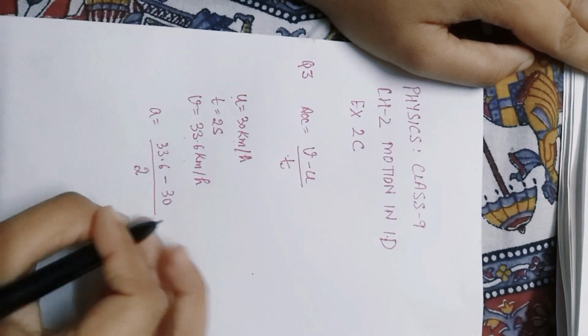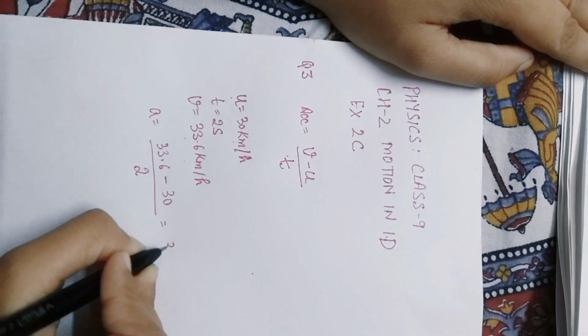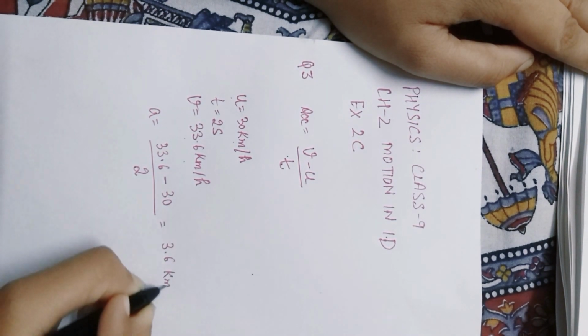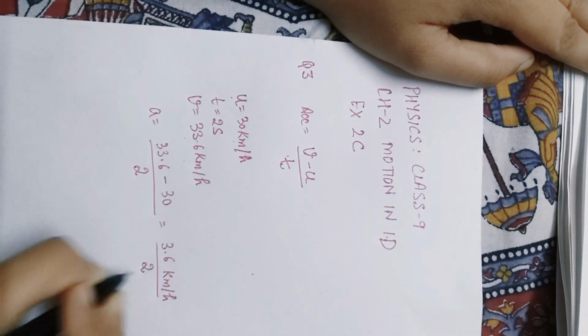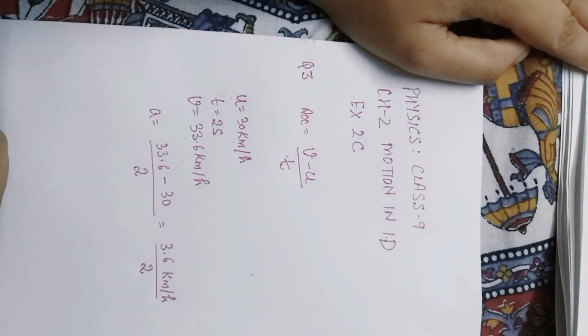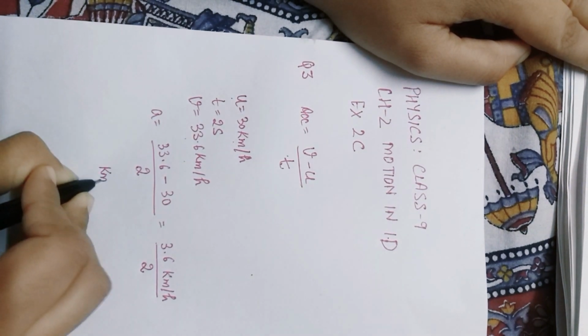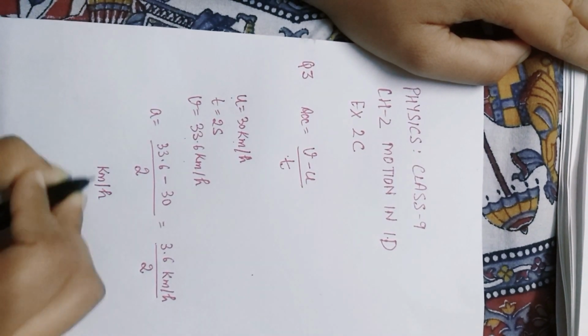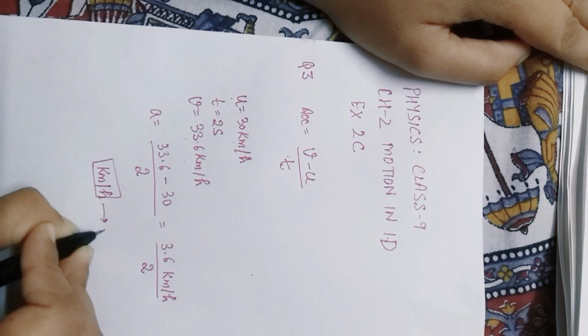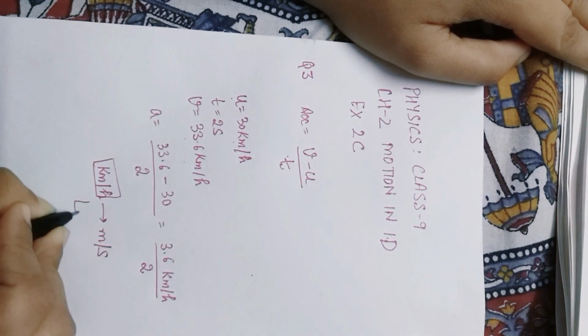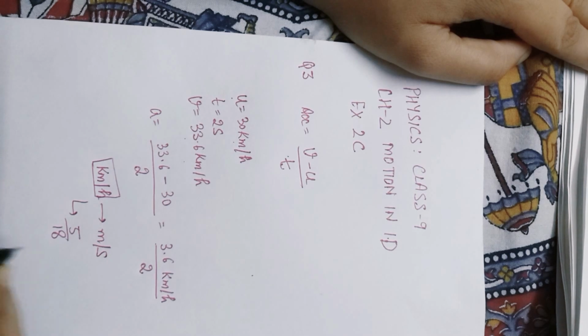You can see after subtracting we will get 3.6, but this is in kilometer per hour and our time is in seconds. They are asking us to find the acceleration in meter per second square. So I have told you in the previous video that if you want to convert kilometer per hour into meter per second, you just have to multiply the number by 5 by 18.